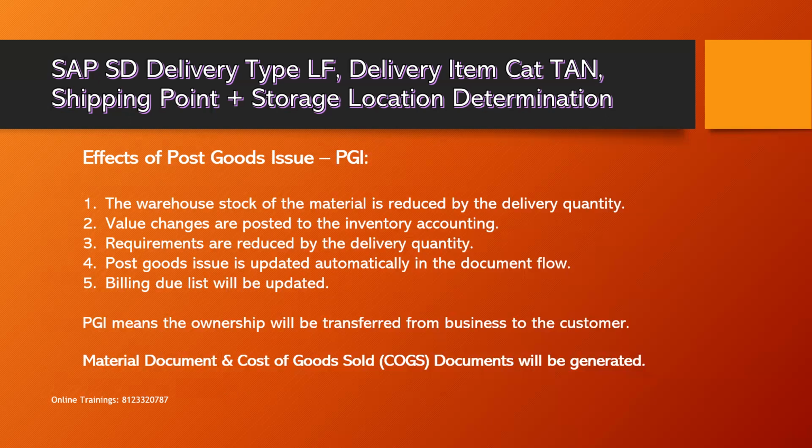And here, the value changes are posted to the inventory accounting. So during that time, two documents will be generated. That is the inventory document, that is the material document, and cost of goods sold from the financial side. These two documents will be generated in the system in the backend.